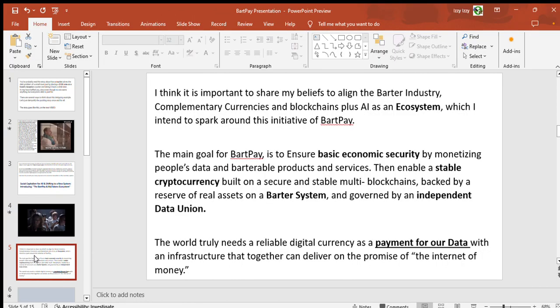I think it's important to share my beliefs to align the barter industry, complementary currencies, blockchain, plus artificial intelligence all together in an ecosystem, which I intend to spark around this initiative of BartPay. The main goal for BartPay is to ensure basic economic security by monetizing people's data and barterable products and services.